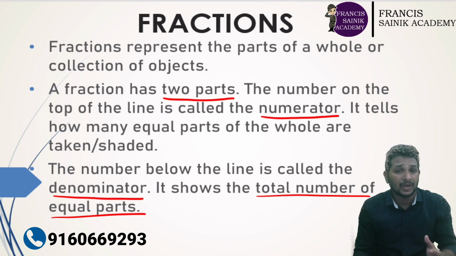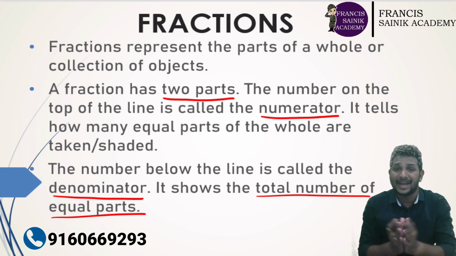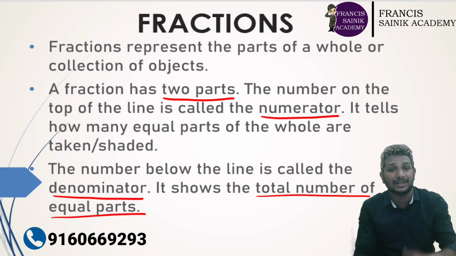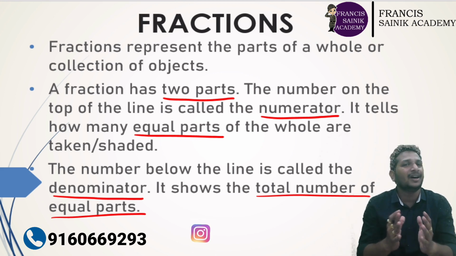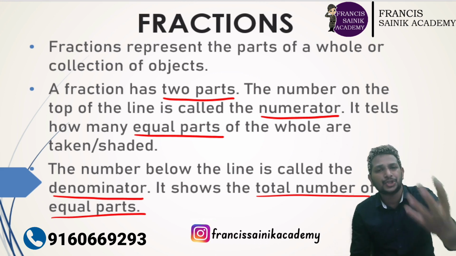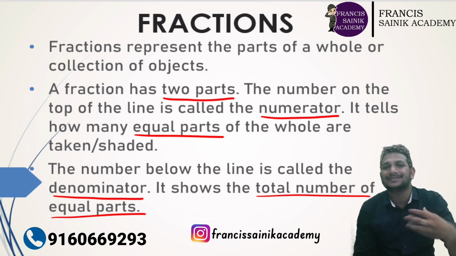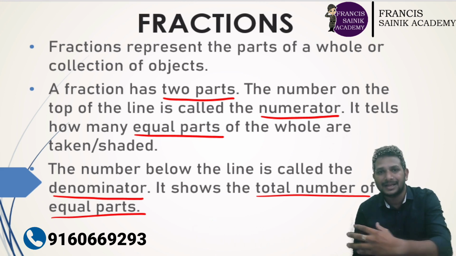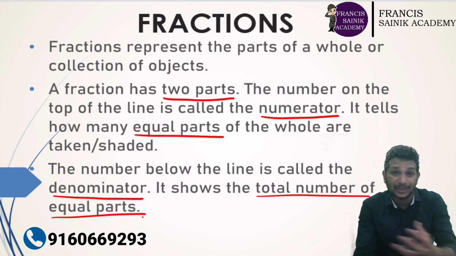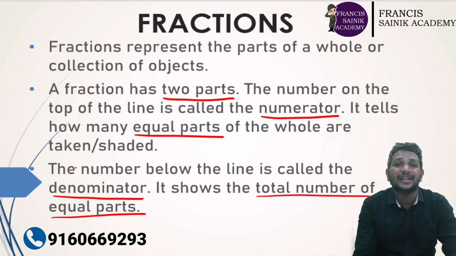Whenever you write a fraction, the parts which are divided should always be equal. That's what we mention as equal parts of the whole. So the part which you took out of the whole 6 parts is the numerator, and the denominator, the one below, is the total equal parts.